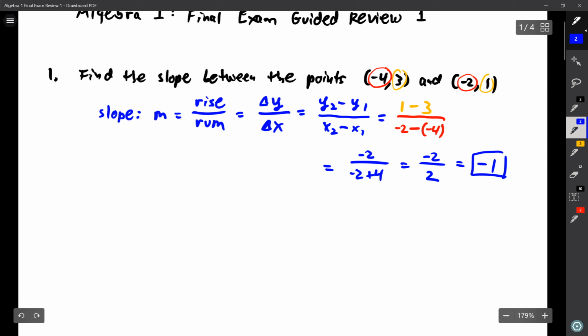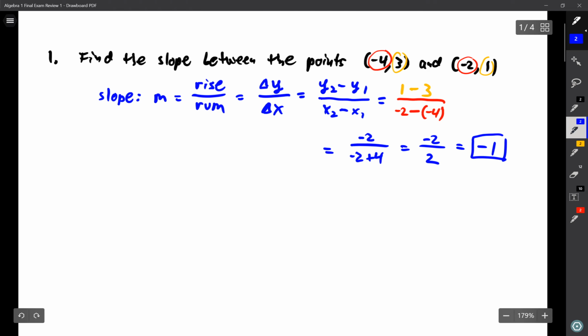So that's our slope. Sometimes you'll get an integer like that, like a slope of -1, a slope of 2, a slope of 5. Sometimes you'll get a fraction, like a slope of 3/4, a slope of -7/5. All right, that's number 1.